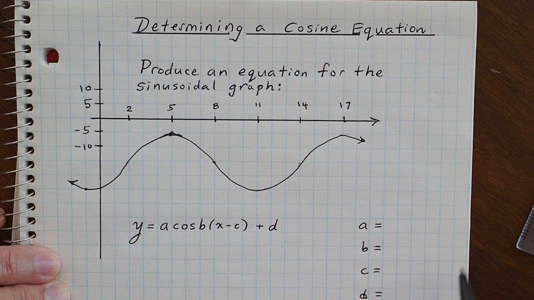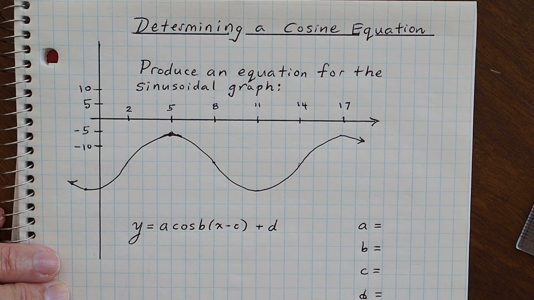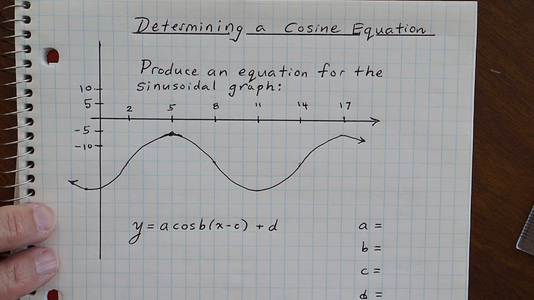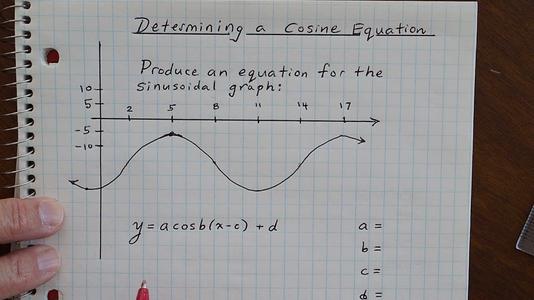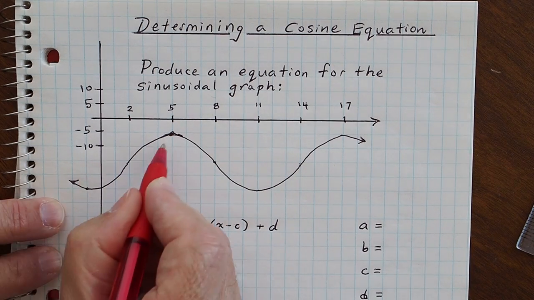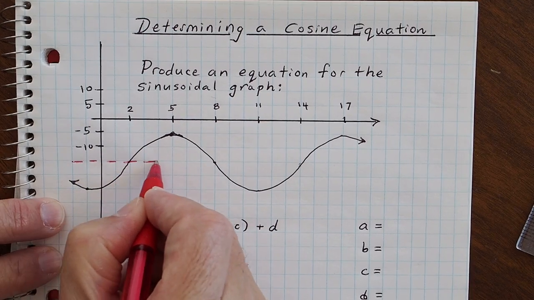Once we know the values of a, b, c, and d, what we do is we plug them into these four positions, and then we're finished. The question is over. So the first thing you should do is draw a horizontal line, a horizontal axis, which splits the graph in two. So that would be here, and I'll draw it in with a dotted red line.